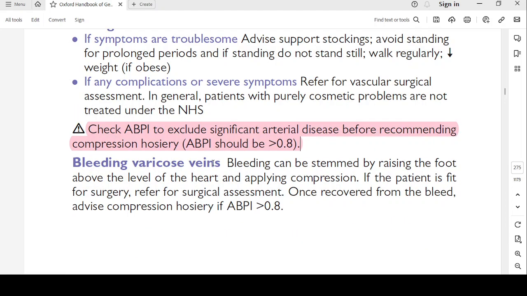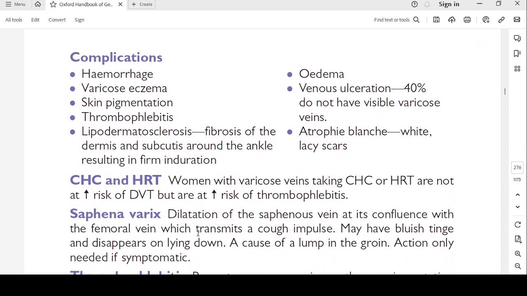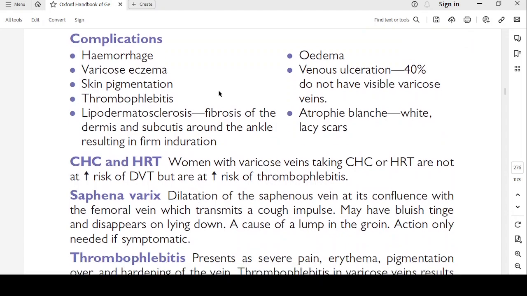Bleeding varicose veins. Bleeding can be stemmed by raising the foot above the level of the heart and applying compression. If the patient is fit for surgery, refer for surgical assessment. Once recovered from the bleed, advise compression hosiery if ABPI is more than 0.8. So, whenever there is a varicosity, you have to check for peripheral arterial disease before advising any compression hosiery because that will again impair the arterial circulation.